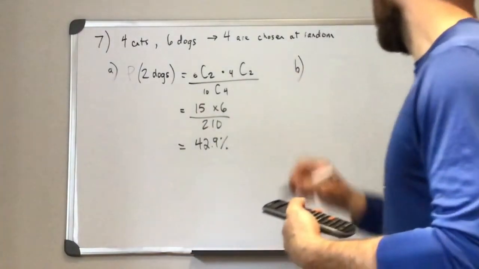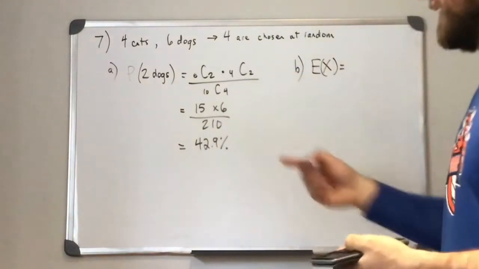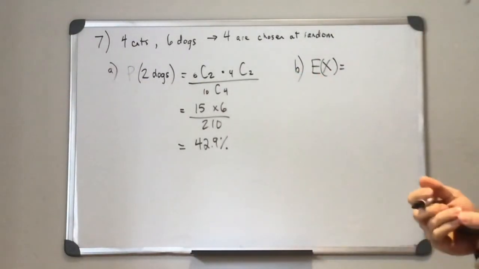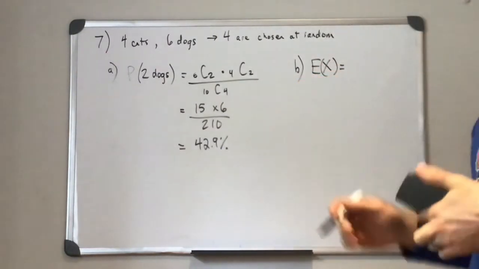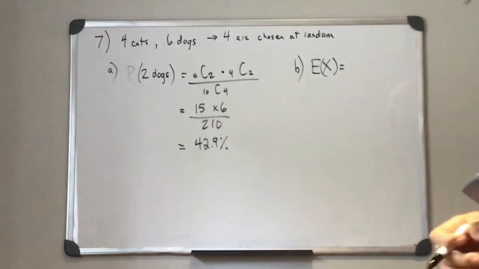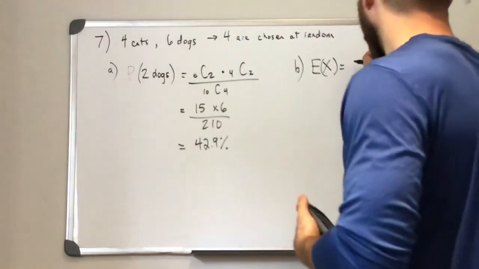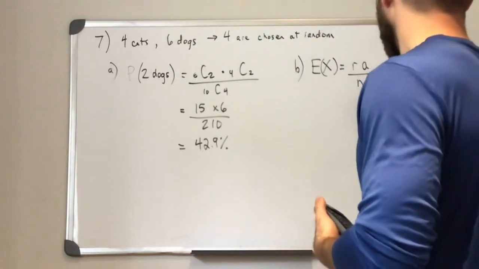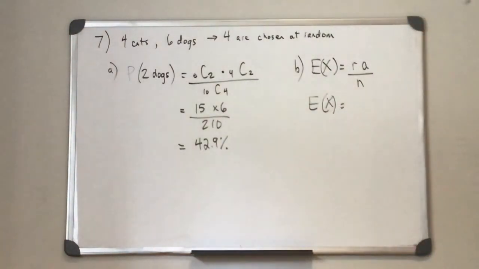Okay, so that was A. B, the expected value for something that is a hypergeometric problem like this. So this is a hypergeometric problem because the events are dependent on each other. So once you select one animal, the probabilities are going to change for selecting the remaining cats and dogs. So we're going to use our formula. Okay, so this is the expected value formula for something that is a hypergeometric distribution.